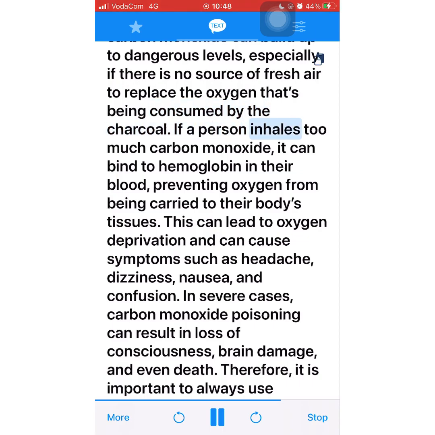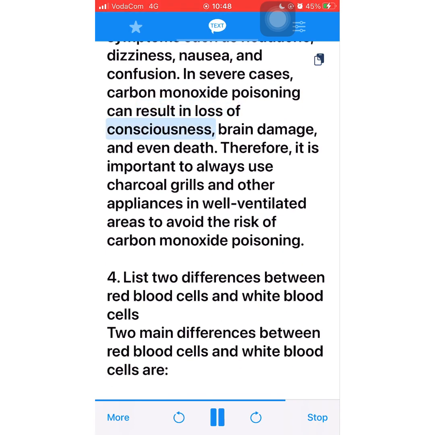If a person inhales too much carbon monoxide, it can bind to hemoglobin in their blood, preventing oxygen from being carried to their body's tissues. This can lead to oxygen deprivation and can cause symptoms such as headache, dizziness, nausea, and confusion. In severe cases, carbon monoxide poisoning can result in loss of consciousness, brain damage, and even death.